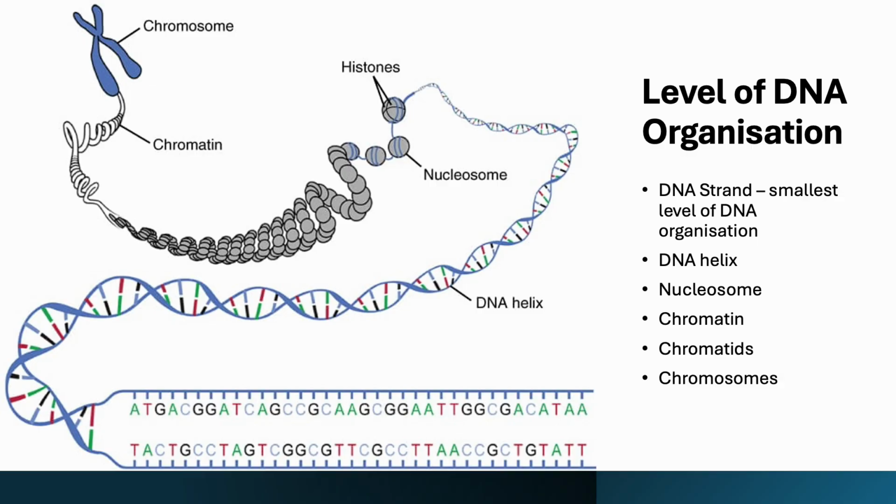So it's from the DNA strand, then twists to form the DNA helix. Then when the DNA helix surrounds the histone proteins, they form the nucleosome. The nucleosome condenses to fit inside the nucleus to form the chromatin. The chromatids condense further to form the chromosomes, which appear as two sister chromatids.